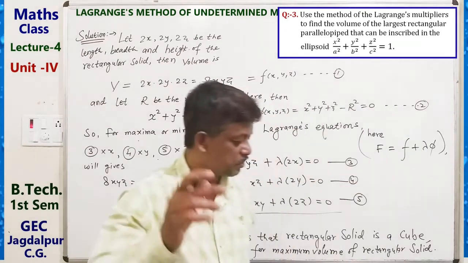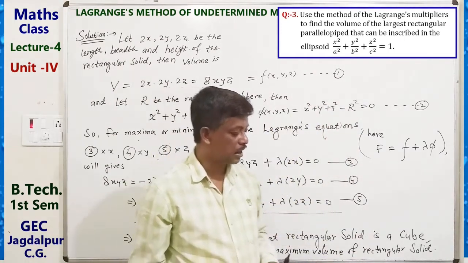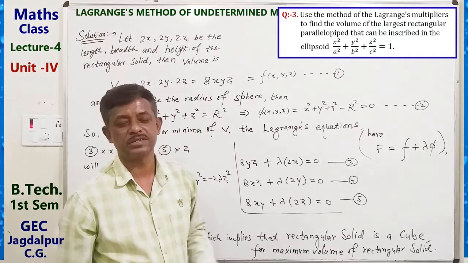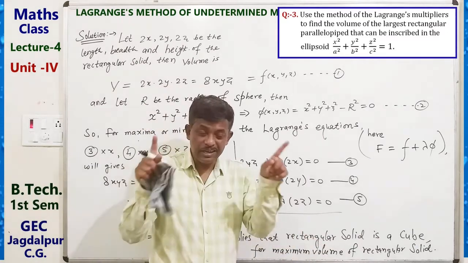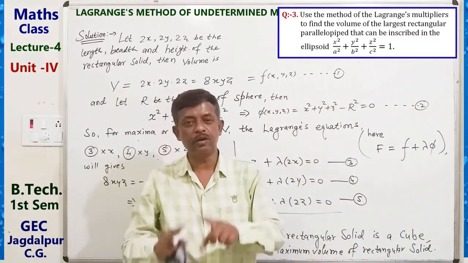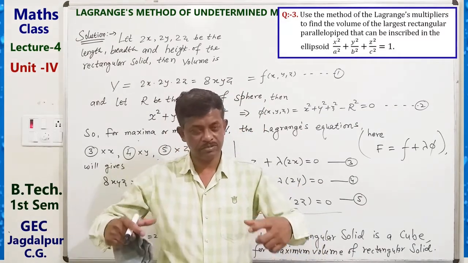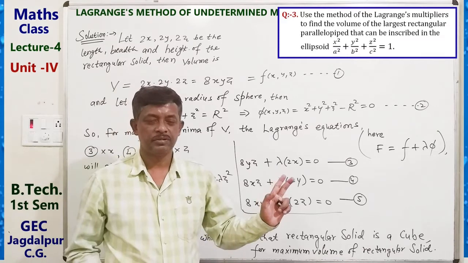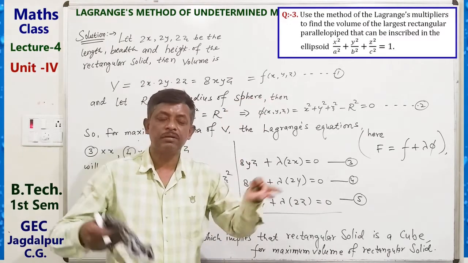Use the method of Lagrange's multipliers to find the volume of the largest rectangular parallelepiped that can be inscribed in the ellipsoid x²/a² + y²/b² + z²/c² = 1. Here is the ellipsoid, a 3D diagram. In the inner part of the ellipsoid we have to make a parallelepiped. Parallelepiped means a 3D figure, just like a parallelogram traced in a sheet, which can trace a 3D figure.